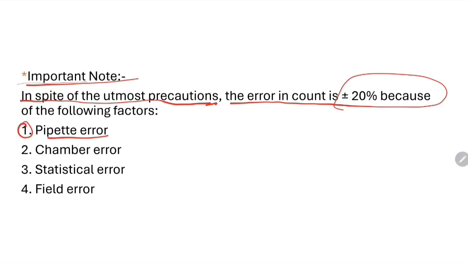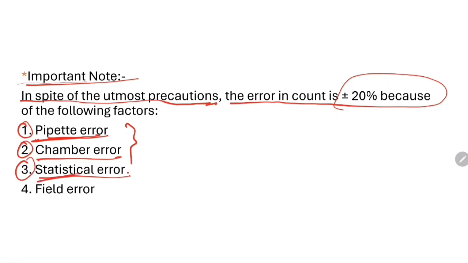So first is the pipette error. The pipette is not proper, the size is not proper, the bulb is not proper, maybe a manufacturing defect of the pipette, or chamber error. Again I am talking about manufacturing error. The chamber size is very small. A slight change of the chamber size will be reflected very highly, because one extra count is reflected as 10,000 extra count, or one less count will be reflected in the final number as 10,000 less. So if there is a slight error in the pipette or in the chamber, obviously your count will be more or less, so disturbed.